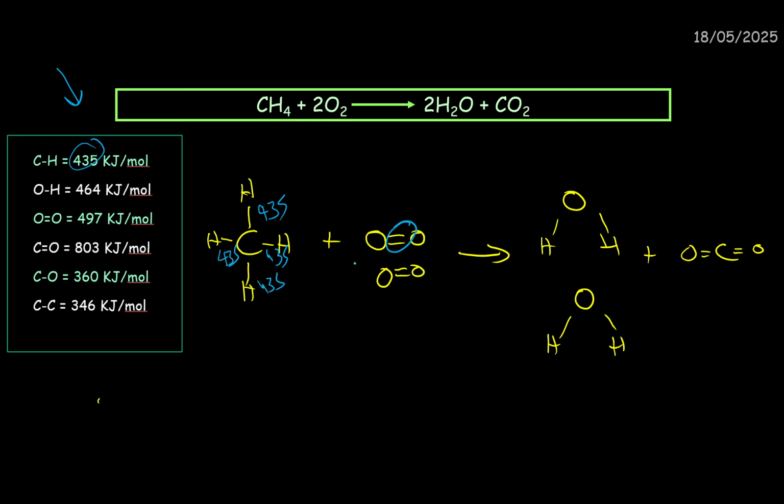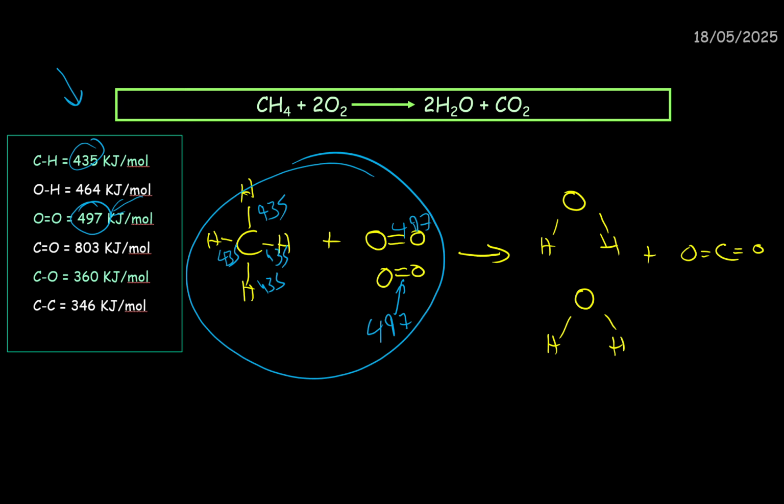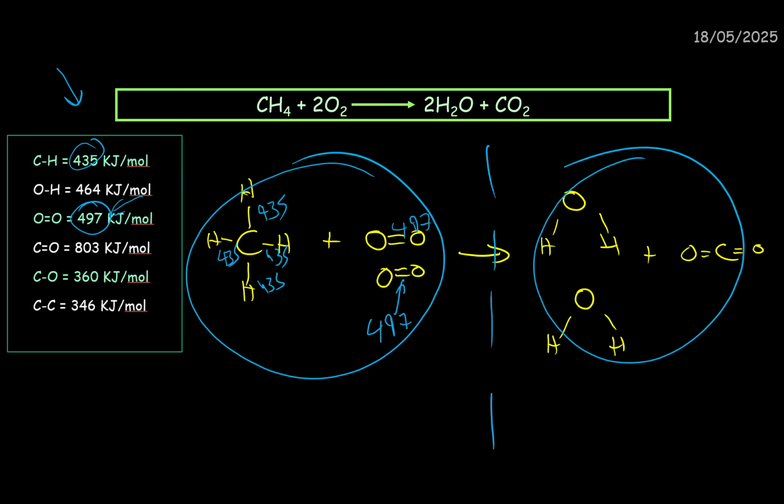Hassan, what's an O=O bond? So if you look in the table, 497. So 497, 497. Yes. So look, we're going to add everything on the left. You're going to do the same, you're going to add everything on the right. So add everything on the left-hand side, add everything on the right-hand side.